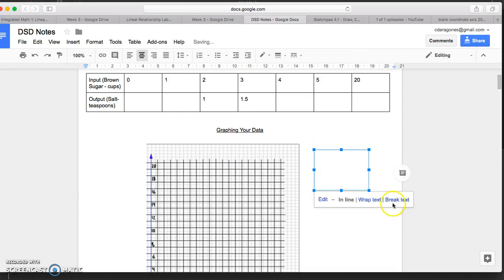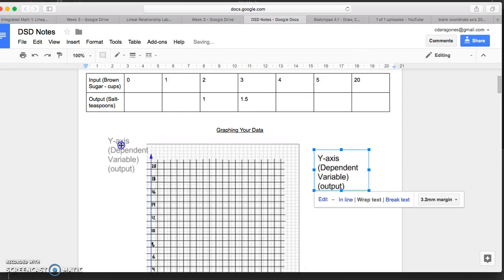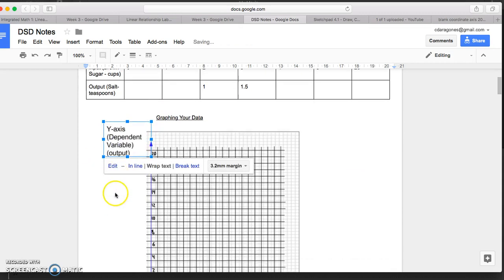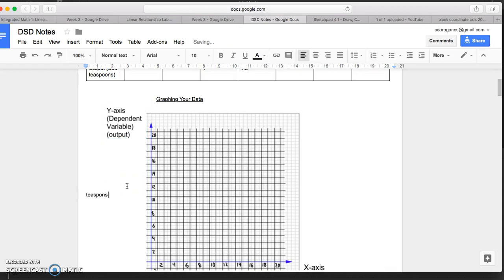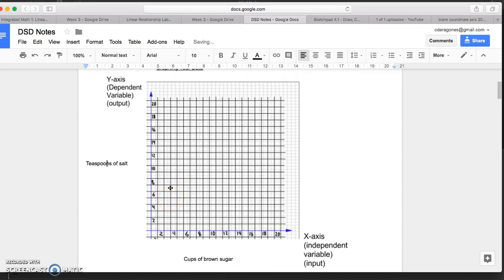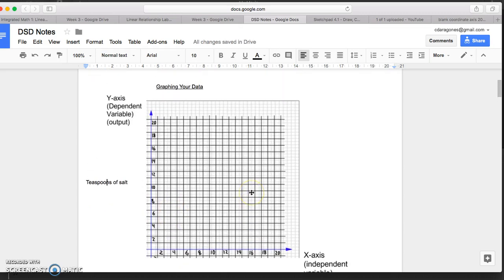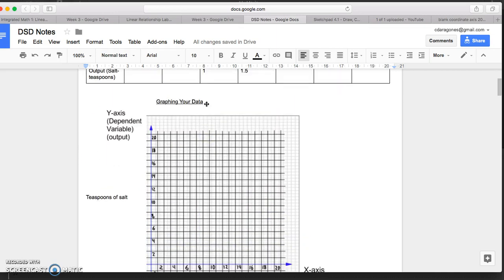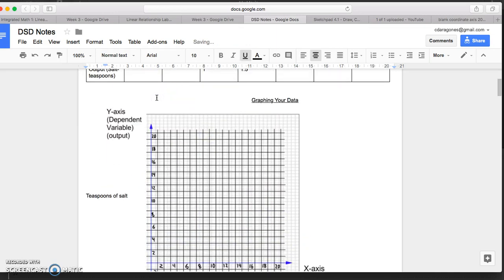And similarly to the x-axis, it's always important to label what your units are. So in this case, our y-axis is your teaspoons of salt. Okay? So this is really important because then somebody looking at your graph knows exactly what you're talking about. Oh, brown sugar and salt are related in this graph, in this recipe.